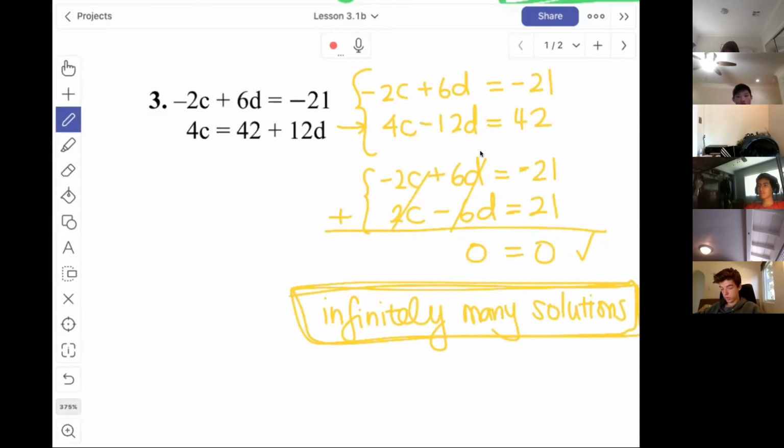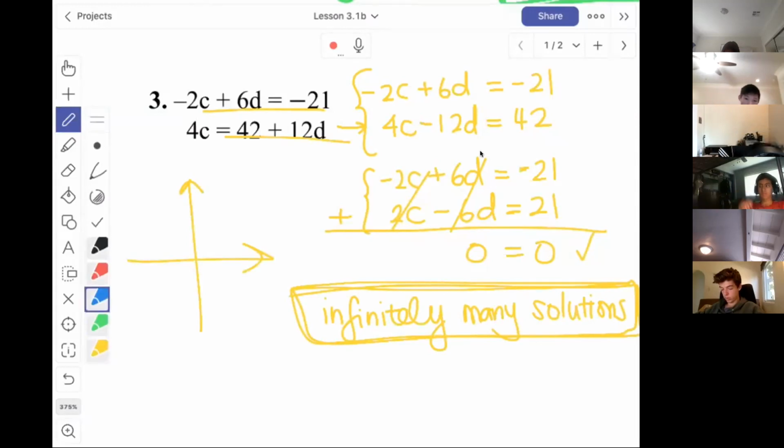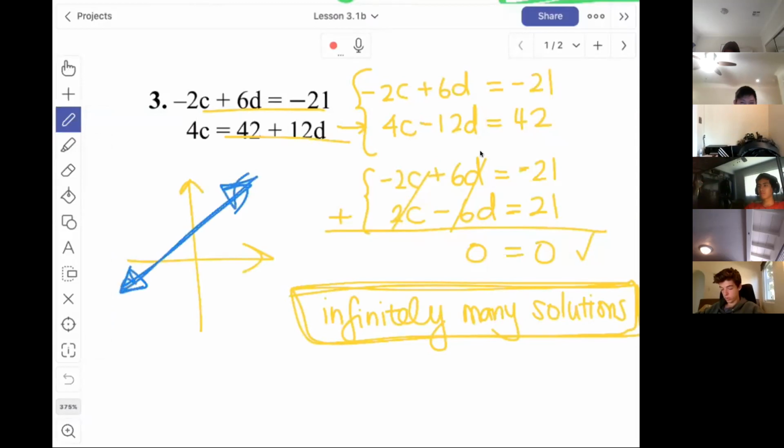But what this means is that these two are the same line. When you graph it, like what we saw yesterday, you're going to get a graph on top of another graph. All right, so that's what this means. So that's why we have infinitely many solutions. Do we have to write out infinitely many solutions every time, or is there a symbol for it? There is no symbol for it. You do need to write it out.